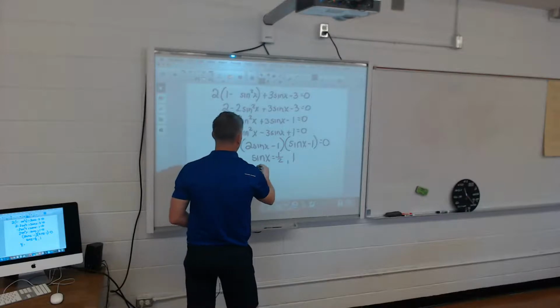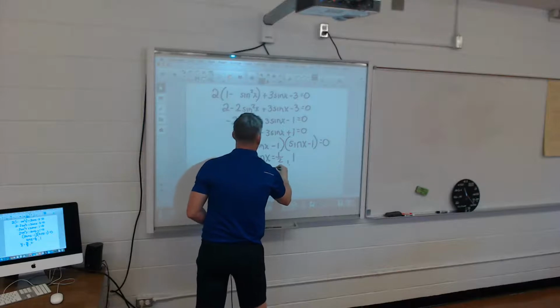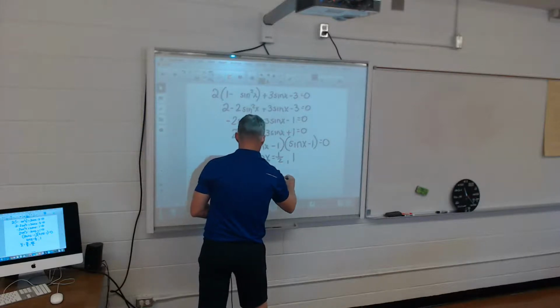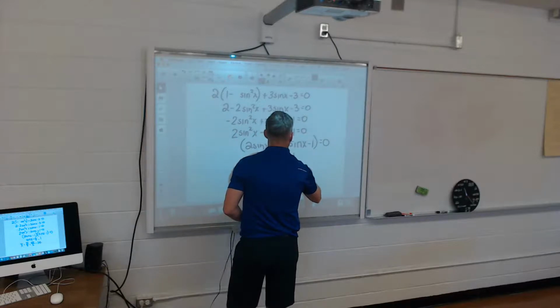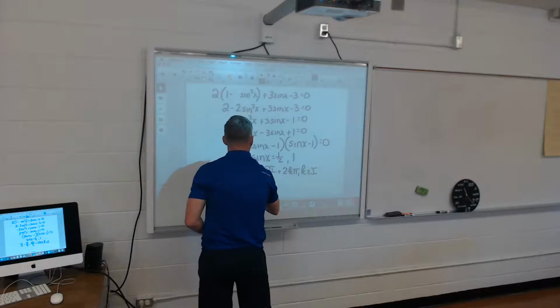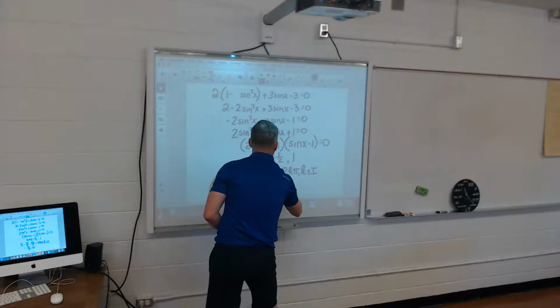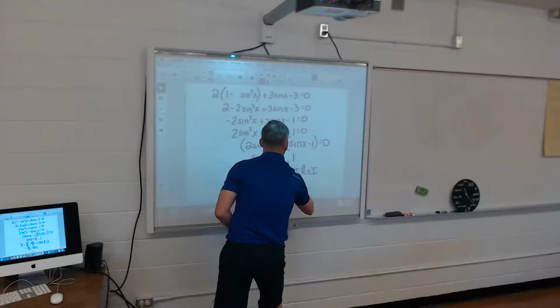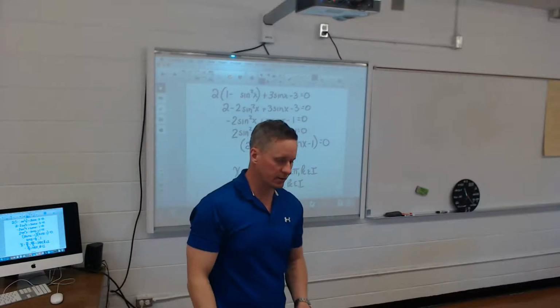So x is equal to pi over 6, 5 pi over 6 plus 2k pi, where k is an integer, and equals pi over 2 plus 2k pi, where k is an integer. There's your 3 solutions for that question.